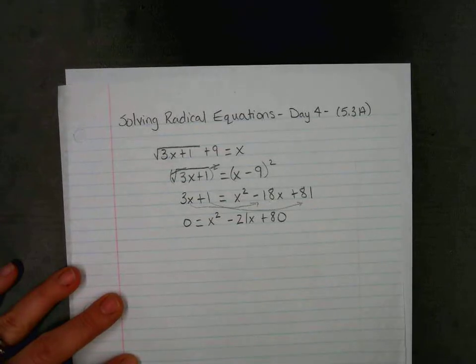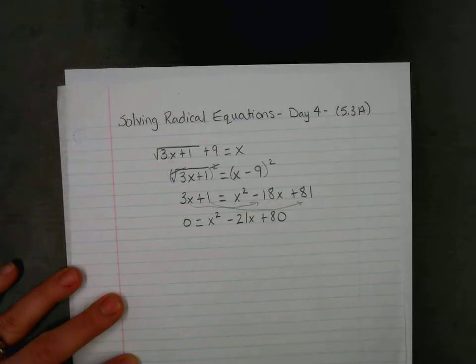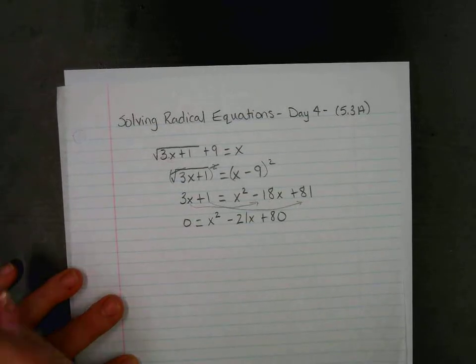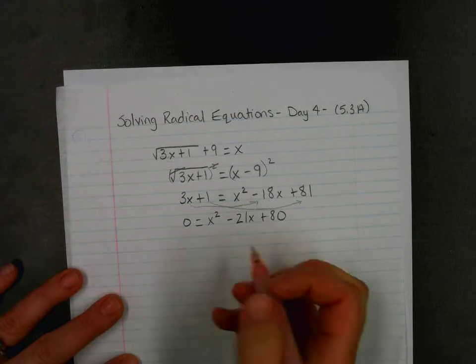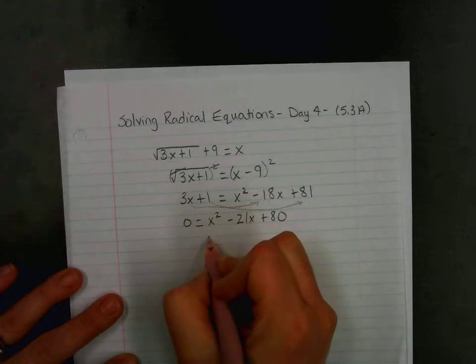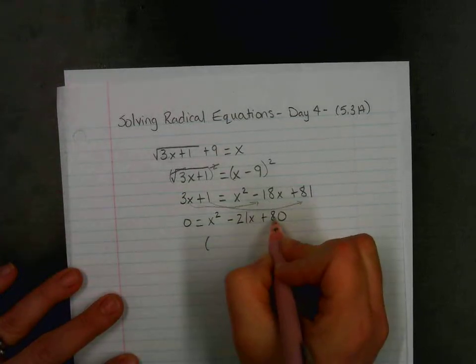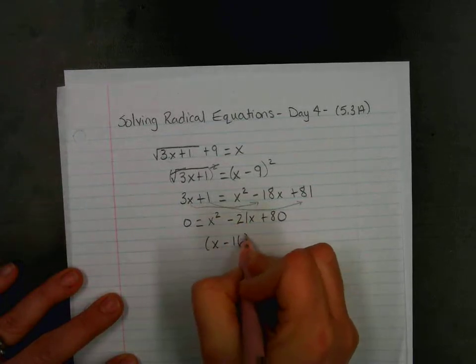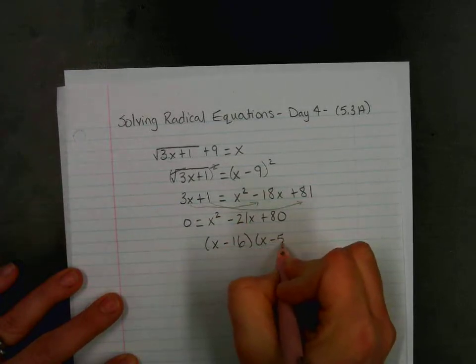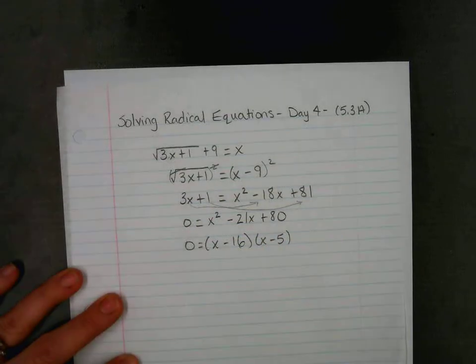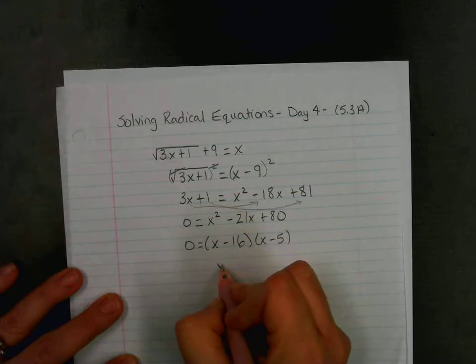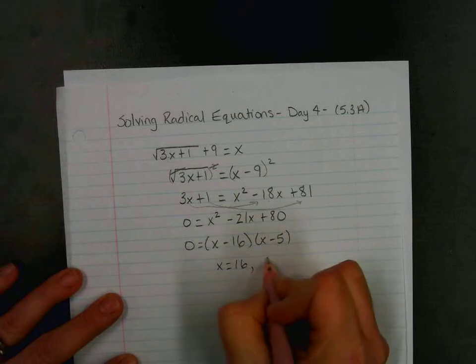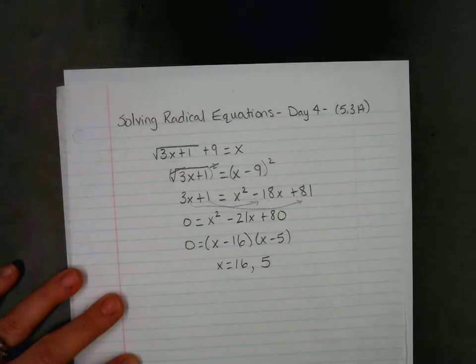So methods to solving quadratic equation. The first one is always factoring. If you can factor this, that would be your most efficient method. If not, then you would go to quadratic formula. This we can factor. So my factors of positive 80 that add to a negative 21 would be an x minus 16 and an x minus 5. So when I solve this, I end up with a solution of 16 and a positive 5.